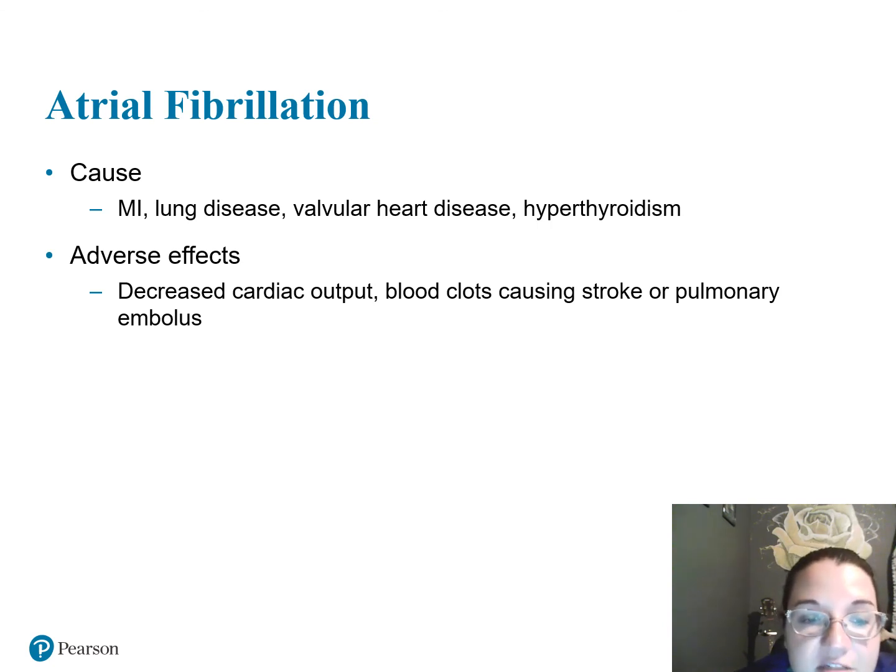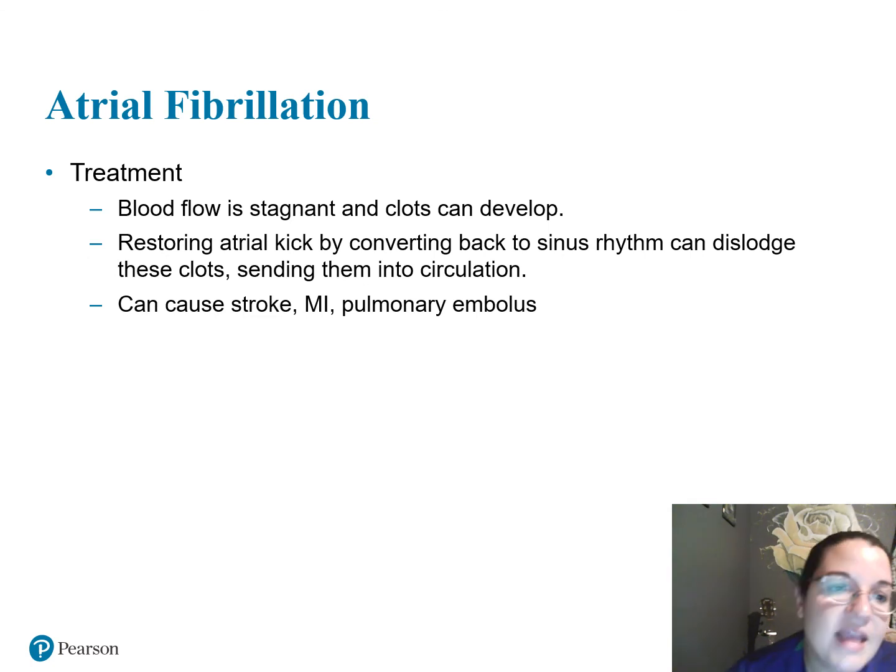And what are the adverse effects? Decreased cardiac output. But also what's dangerous with AFib is that we can have blood clots. Because the heart is not fully contracting, the blood is sitting in that chamber and it's going to start to clot. The longer blood sits, the more likely it's going to clot. So we don't want our blood to sit in our heart or in our body because then it's going to clot, and if that clot makes it up to our brain, it can cause a stroke, and it also can cause a pulmonary embolus. How do we treat AFib?